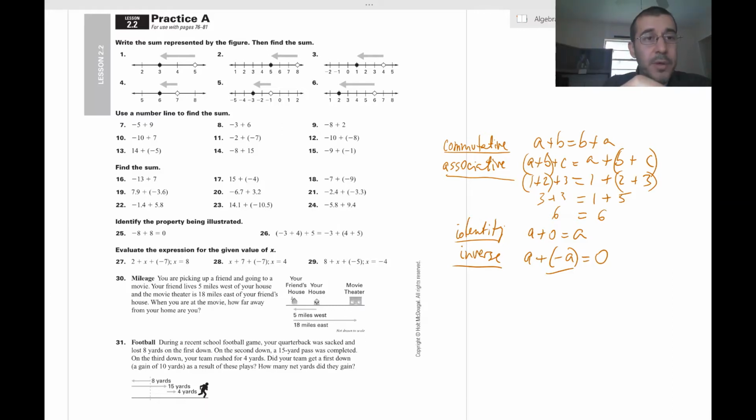First one: write the sum represented by the figure, then find the sum. So we're starting with 5 and we're ending up with 3. So this is like 5 plus what number equals 3. That's basically the sum, and we have to find this number. From 5 to get to 3, we had to subtract 2, right? Because we're going to the left.